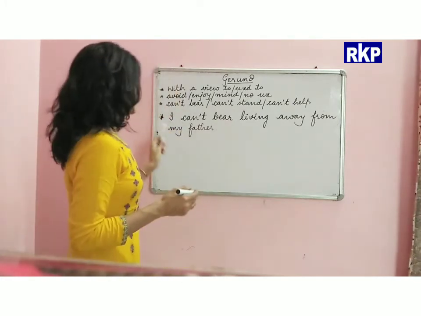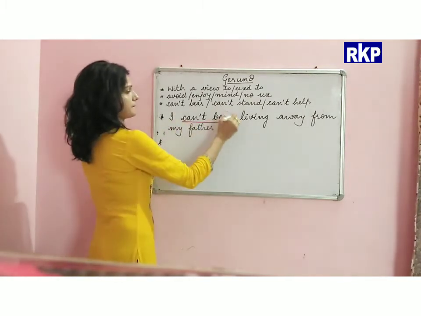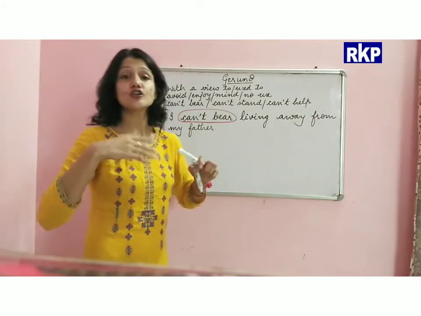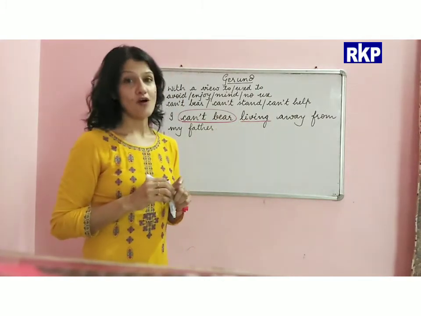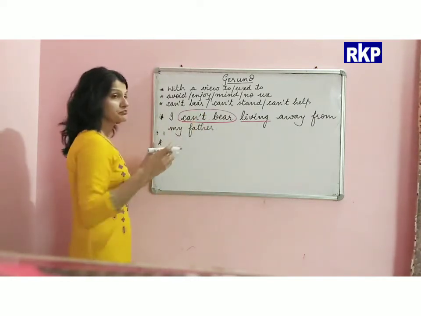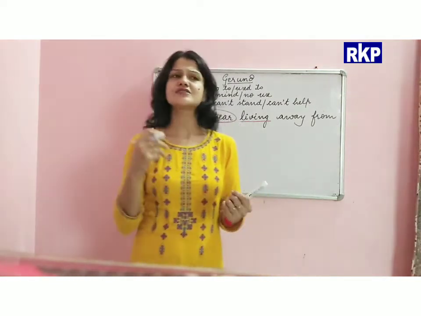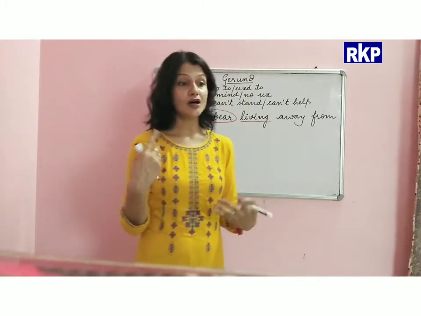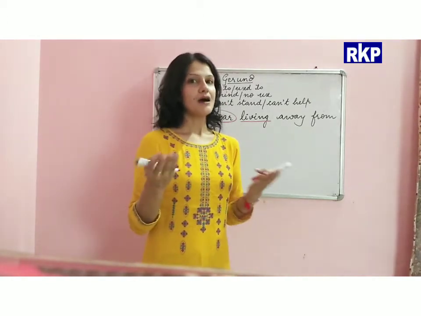Next, so here, beta, this is the expression can't bear, which you cannot tolerate, and after that we have used the gerund form of the verb. Then the same way we can say, suppose there is one of my friends, and he is very funny. He is really good at cracking jokes. He's really humorous. And I'm telling you about him, right?